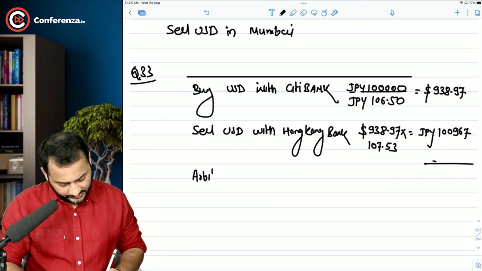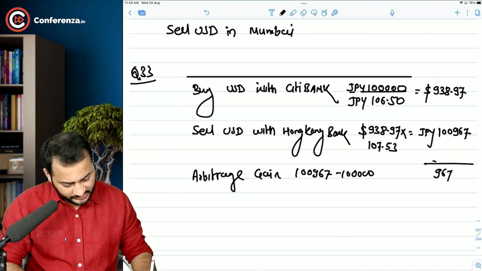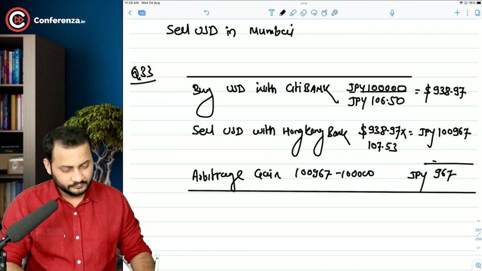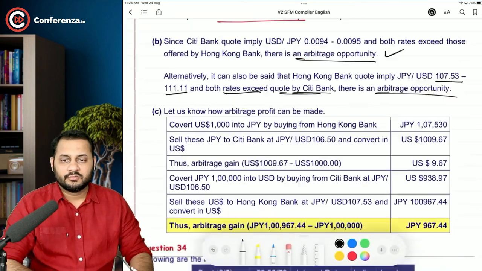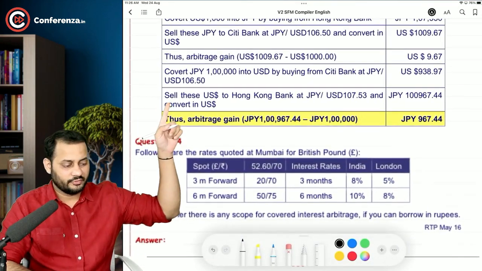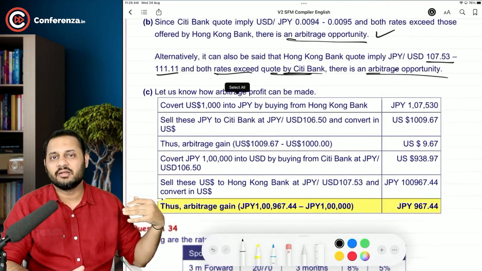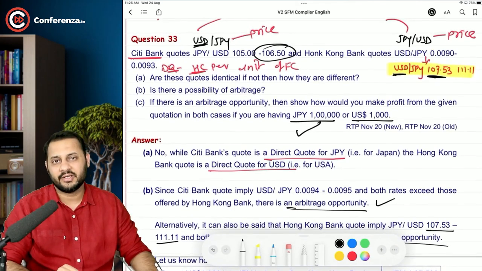What is your arbitrage gain? It's simple, sir. You invested 1 lakh Japanese yen and now you have 100,967 Japanese yen. Am I right? So 967 JPY is your profit. Simple calculation. Let's see what the institute has done. 967.44 Japanese yen is the profit. See, the transactions are not that important. Deciding in which market to buy and in which market to sell is very important.